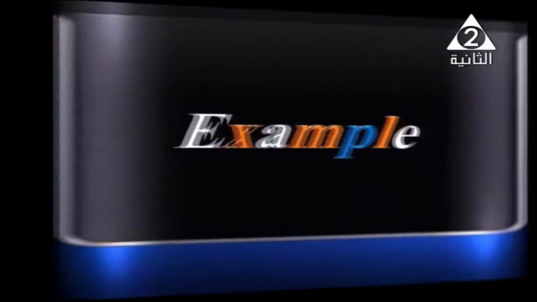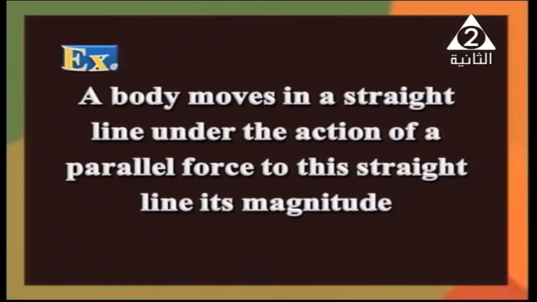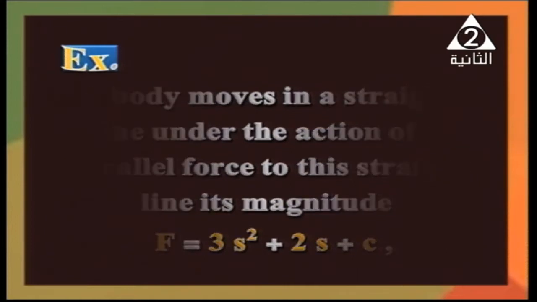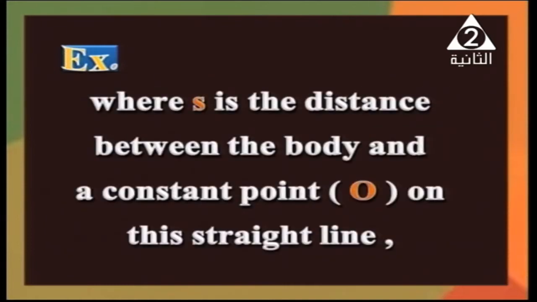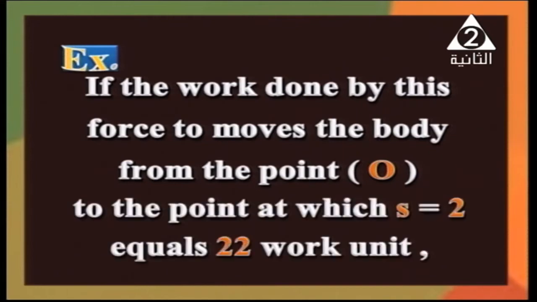Another example. A body moves in a straight line under the action of a force parallel to this straight line. Its magnitude F equals 3s squared plus 2s plus c, where s is the distance between the body and a constant point O on the straight line. If the work done by this force to move the body from the point O to the point at which s equals 2 is 22 work units.